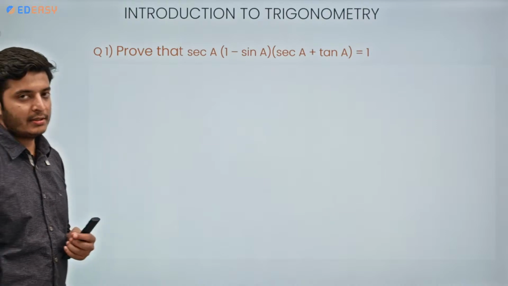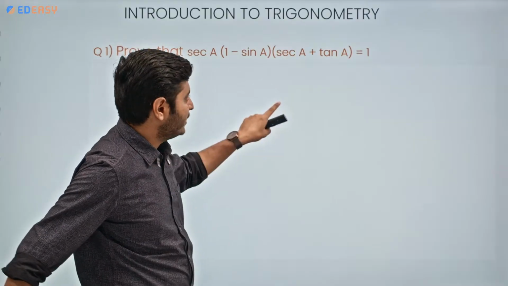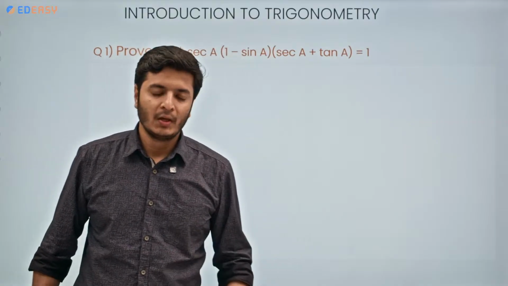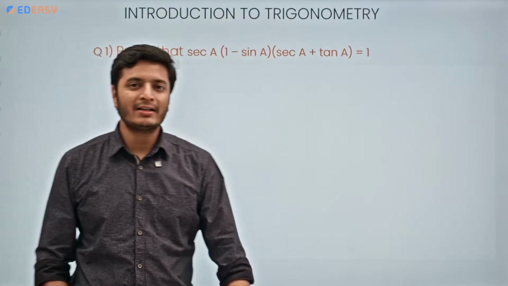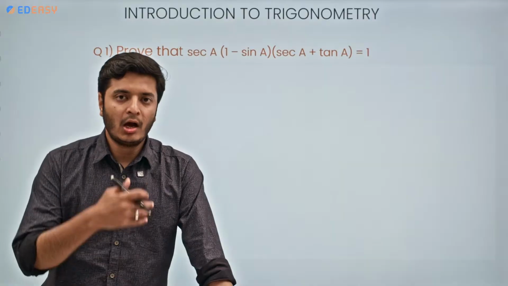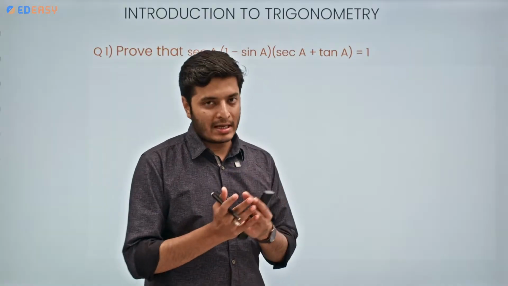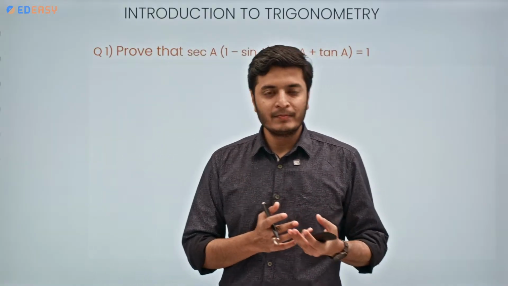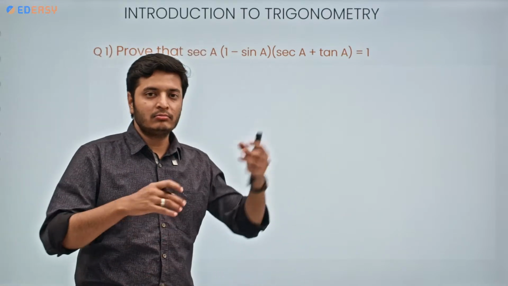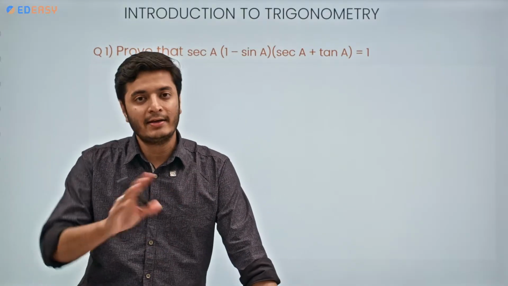So the first problem is: prove that secant A into 1 minus sine A into secant A plus tan A is equals to 1. Now, this type of problems are the major headache for you in this chapter, correct? And you are afraid of how to approach such problems, correct? Let me tell you frankly, most of the time, the problem that you are going to deal with can be solved by converting those unrelated trigonometric ratios which are not sine and cos to sine and cos.